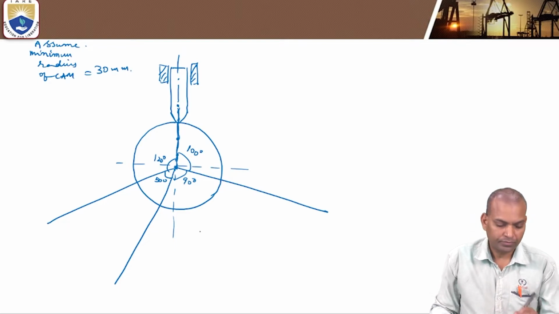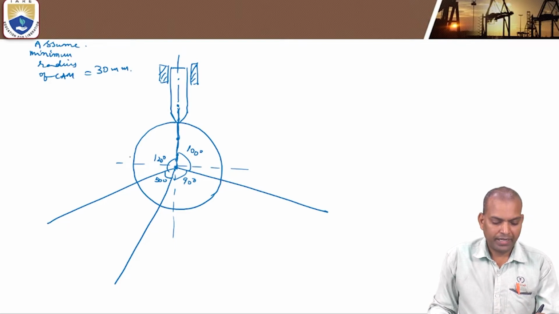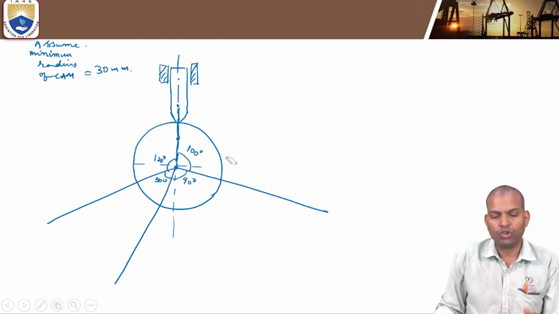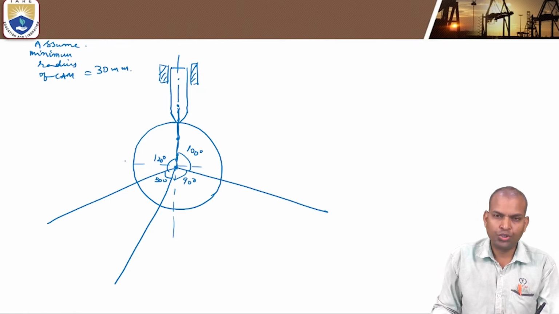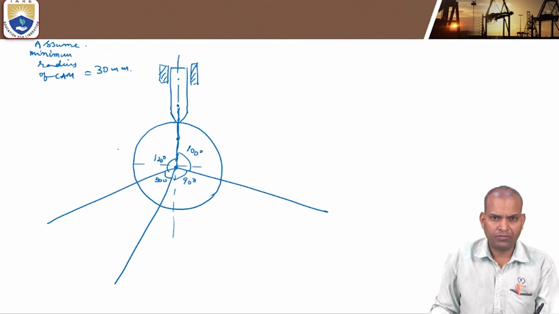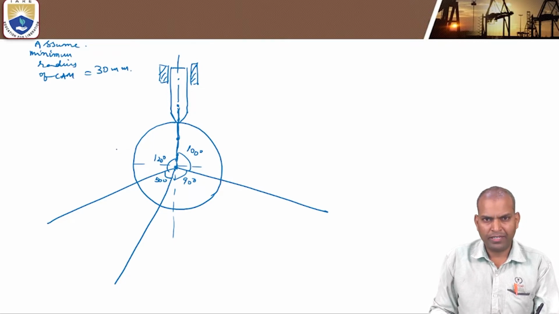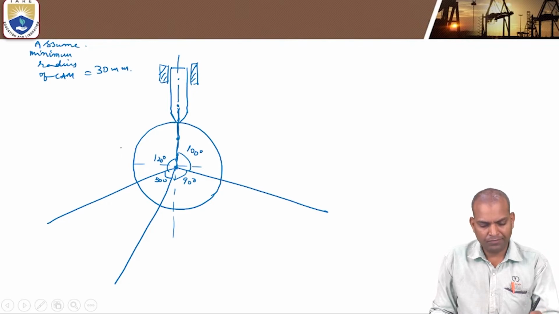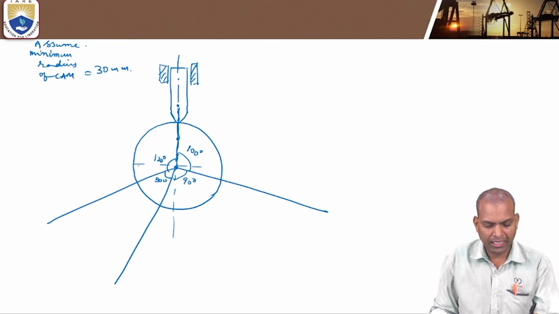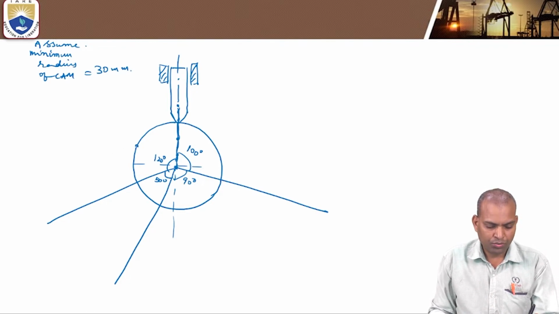Now divide the angular displacement, that is the outstroke angle of 120 degrees, into an even number of parts. The number of parts we used here is 6 equal parts. That is what we divided in the displacement diagram also. The same number you have to divide here, this angular 120 degrees, into 6 equal parts.